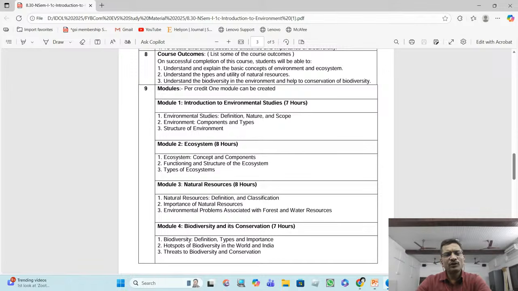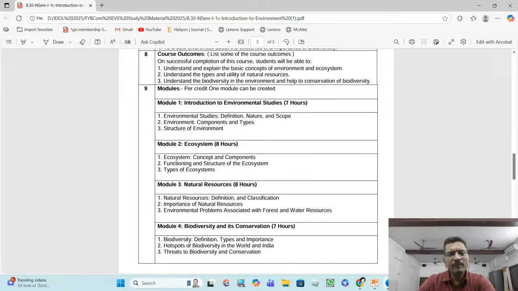Then we will also discuss energy flow in the ecosystem. In fact, ecosystem is an active element of nature wherein a continuous flow of energy is expected.